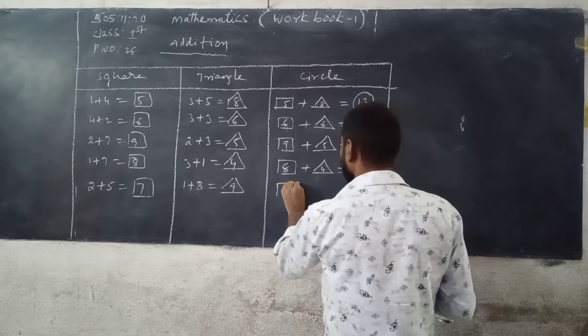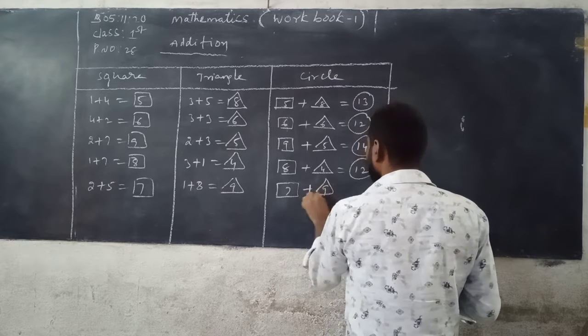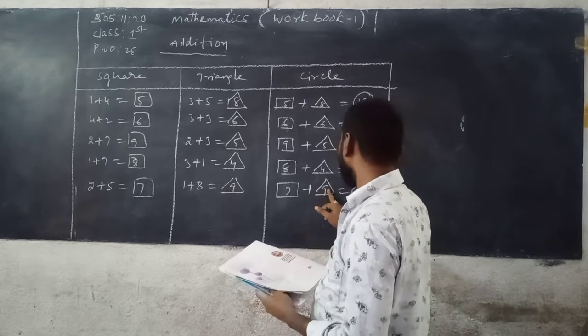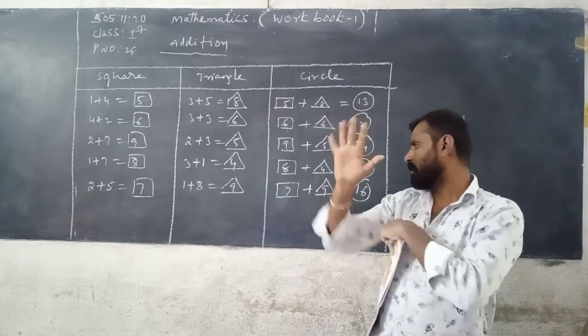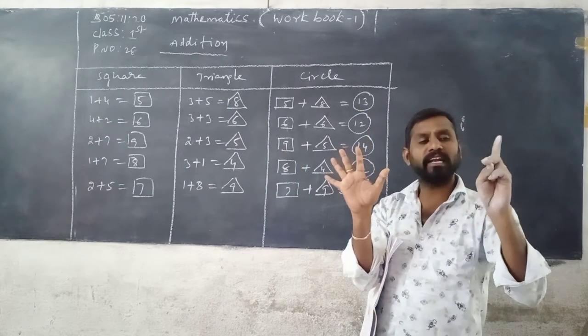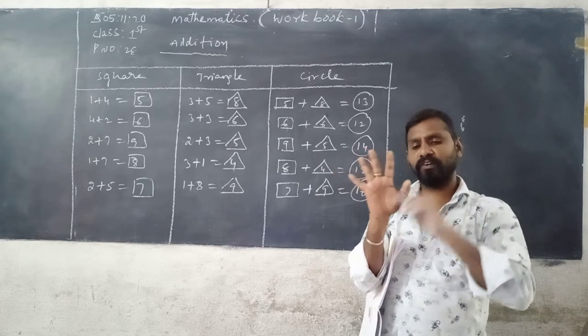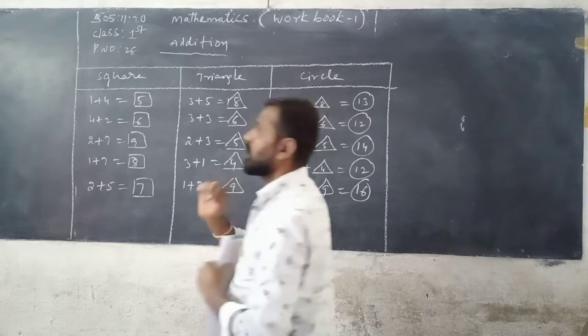So then 7 plus 9 you can get 16. So see, the bigger number 9 in your mind and take 7 fingers in your hand. So with 7 fingers you can count 9 after 10, 11, 12, 13, 14, 15, 16. 16, write down in circle.